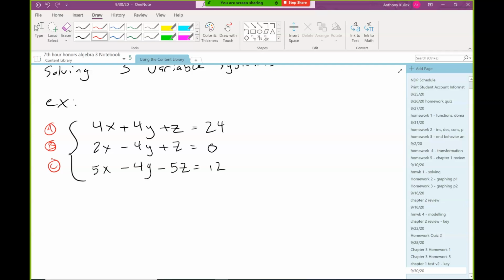What equation and which variable would be the easiest one to start with to isolate? Paul. Okay, so we're not doing elimination right now. We're doing substitution first.